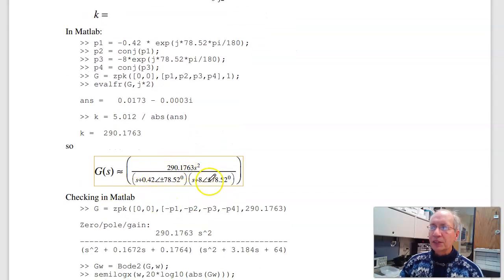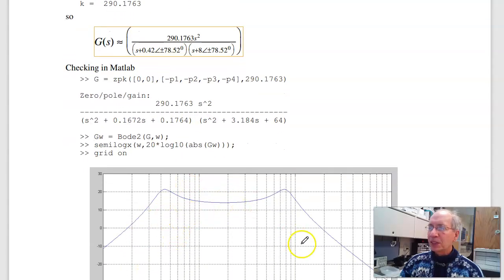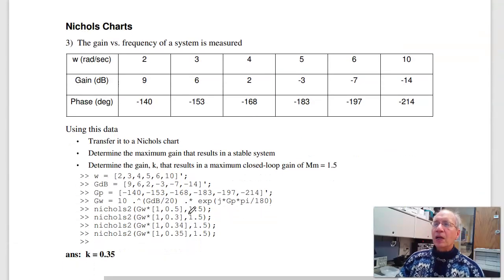So there's g of s. I can check if I take that g of s, plot the gain in MATLAB, I get basically the same curve. Okay, so that is given the frequency response, find the transfer function. Problem 3 is, suppose I've got the frequency response, design a gain compensator so the resonance is 1.5.